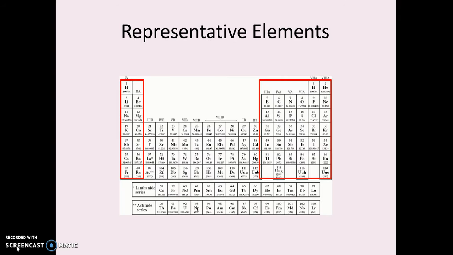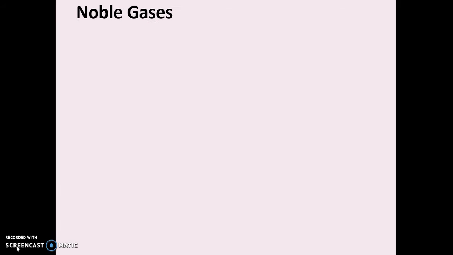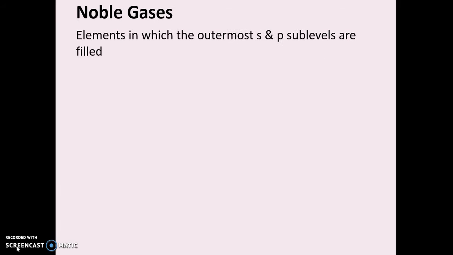So these are the representative elements. You have your group 1A and 2A highlighted over there to the left, and 3, 4, 5, 6, 7, and 8 are highlighted to the right. Your noble gases have their outermost S and P sublevels filled. They have different group names.